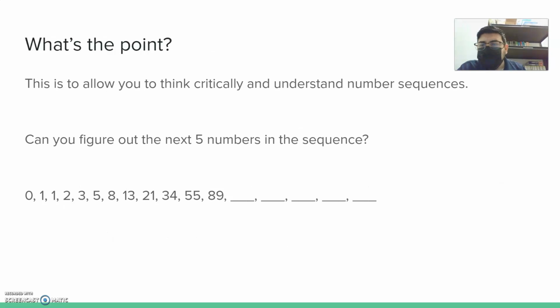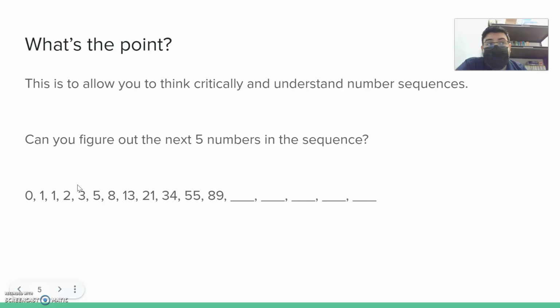The reason I'm doing this video is to allow you to think critically and to understand number sequences. You're most likely going to see numbers bunched up like how it is here, a bunch of random numbers, and you've got to fill in the blanks. So when you're doing this, you need to understand that each number is there for a reason and what you need to do to solve it. So a popular way is the Fibonacci sequence, where you're adding two numbers together.